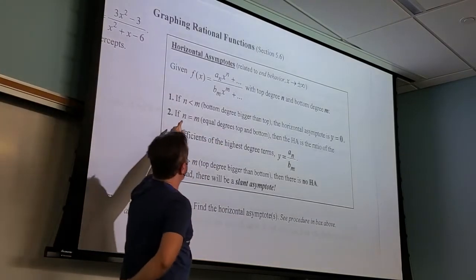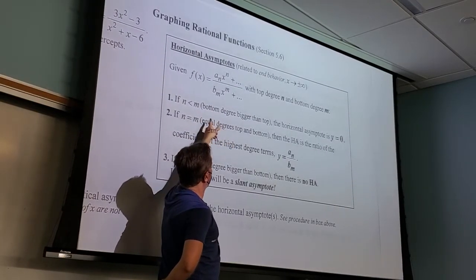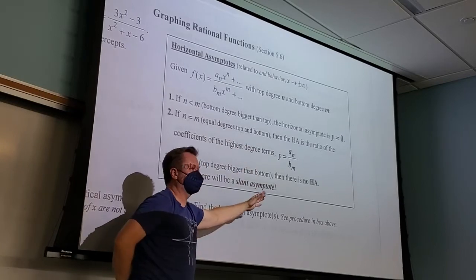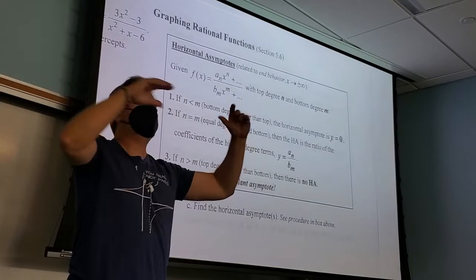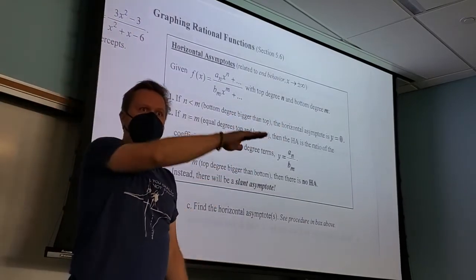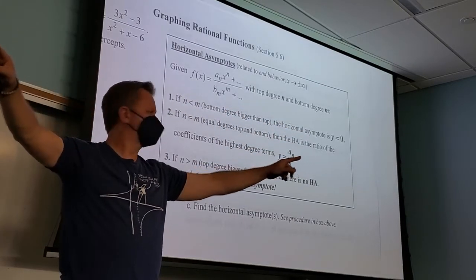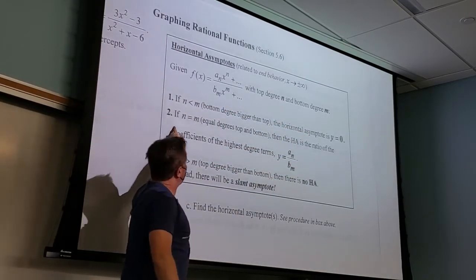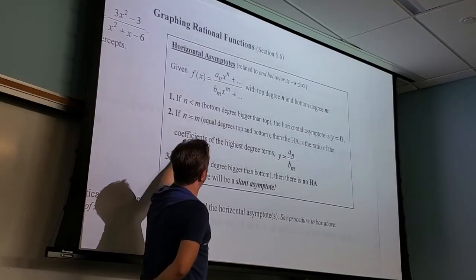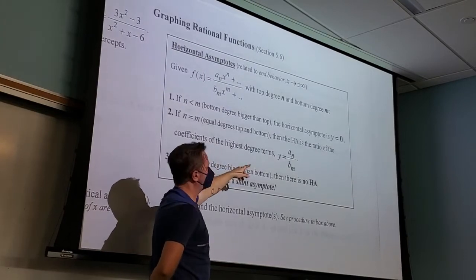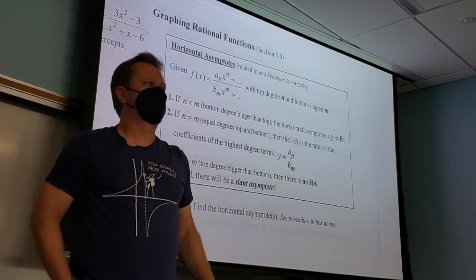If the top degree is smaller than the bottom, that means the bottom overwhelms the top. I'm dividing by bigger, bigger, bigger, so the whole thing goes to 0. So that's a horizontal asymptote on the x-axis, at y equals 0. If the degrees equal each other, then the horizontal asymptote is the ratio of the coefficients of the highest degree terms.